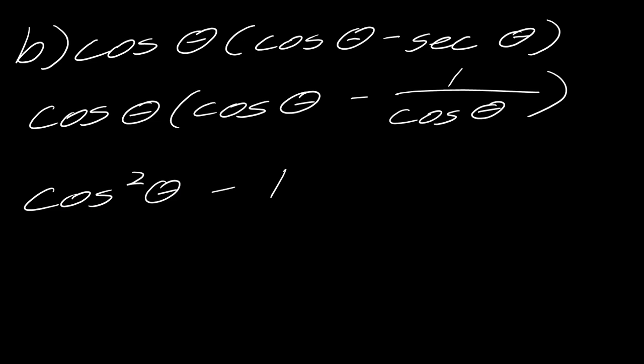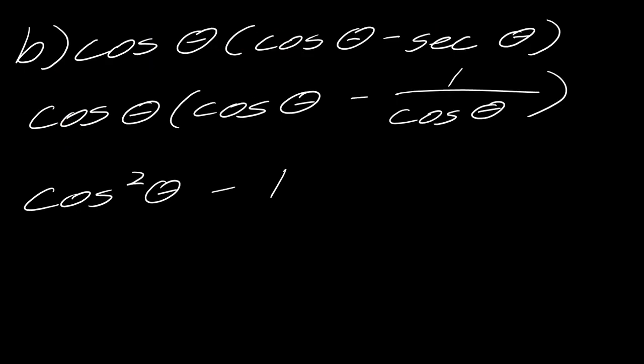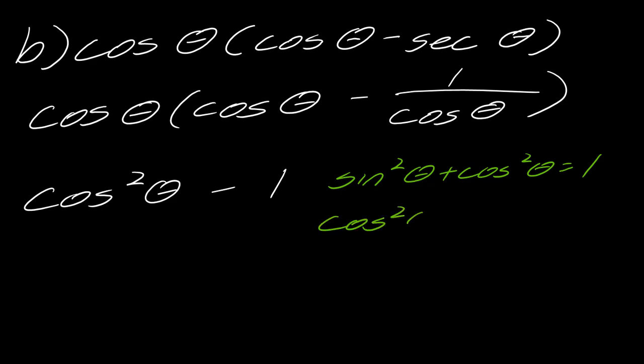And so if I think back to my Pythagorean identity, I have this identity. How can I use this identity to rewrite this little expression that I've got here? Well, let me write that out one more time. So I had sine squared theta plus cosine squared theta equals 1. Okay, so what if I wanted to have cosine squared theta minus 1? How would that be possible? Well, I can get to cosine squared theta minus 1 if I subtract 1 and subtract sine squared theta.